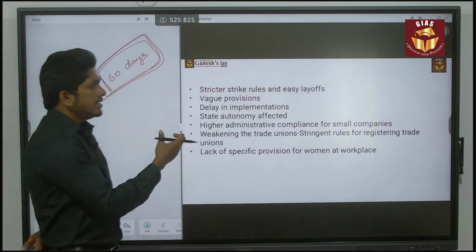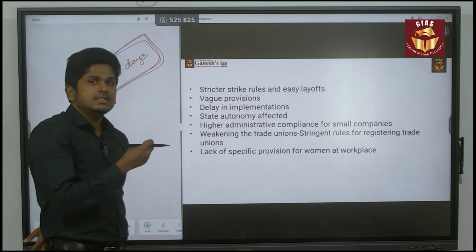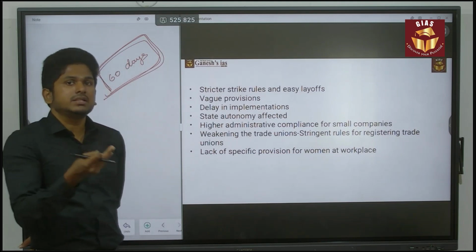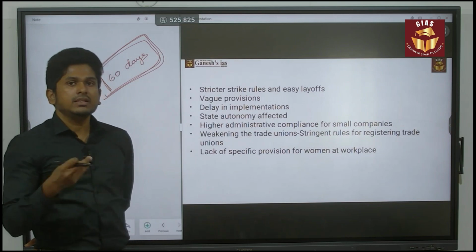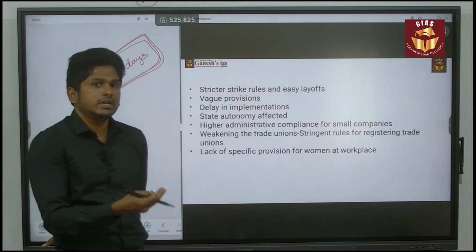Next, easy layoff policies. Okay, we said that there is an easy layoff policy for a company that is employing fewer than 300 persons. They can easily lay off their people. Okay, they can easily lay off their employees.